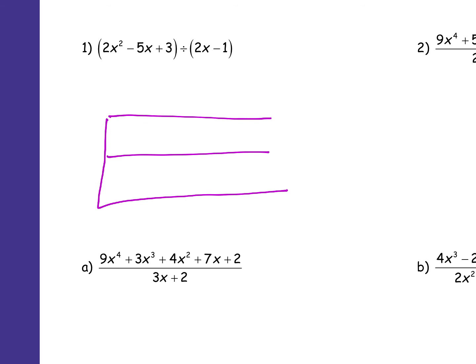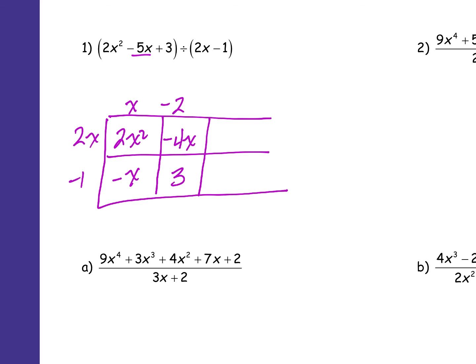So I've got 2x minus 1, and this is 2x squared. So what do I multiply 2x by to get 2x squared? X, very good. So that would be negative x. And then what do I add to negative x to get negative 5x? Negative 4x. So 2x times what gives me negative 4x? Negative 2, good.